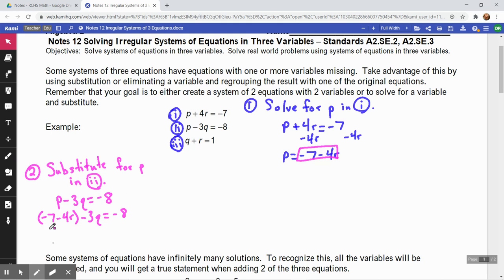Okay, a little simplification here. We don't need these parentheses, so we have negative 7 minus 4R minus 3Q equals negative 8. We can add this 7 to the other side.